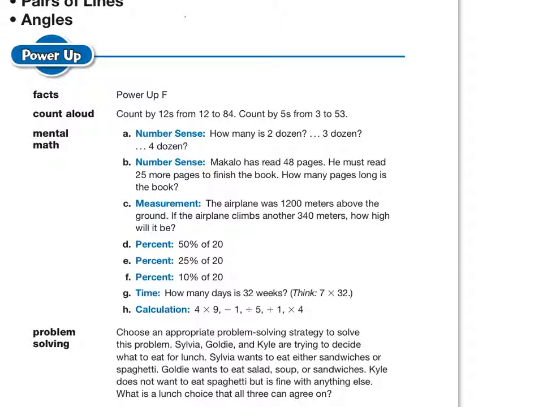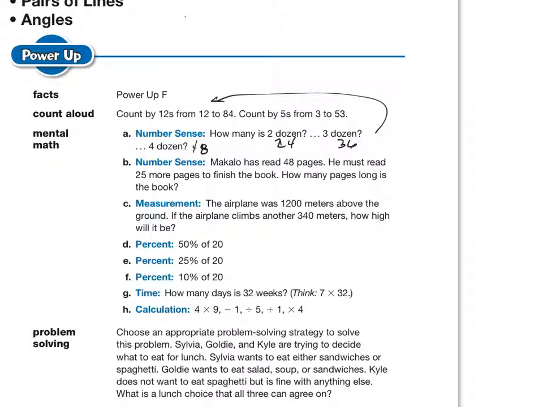How many is 2 dozen? 2 dozen is 24. 3 dozen is 36. This is reinforcing this up here. 4 dozen is 48. There you go.